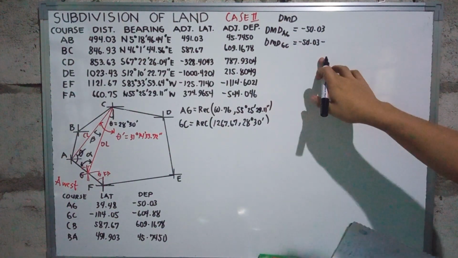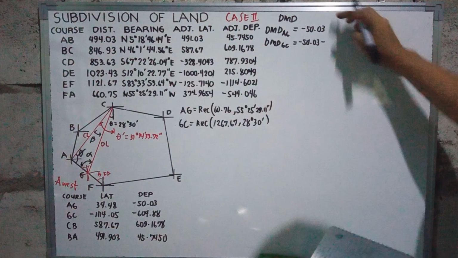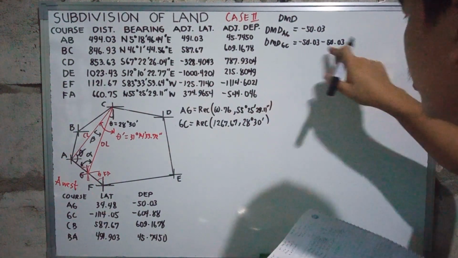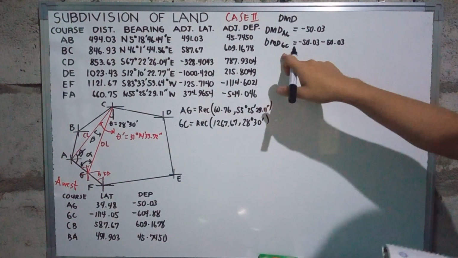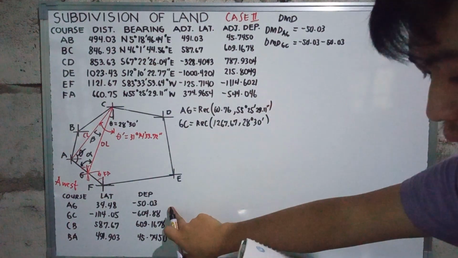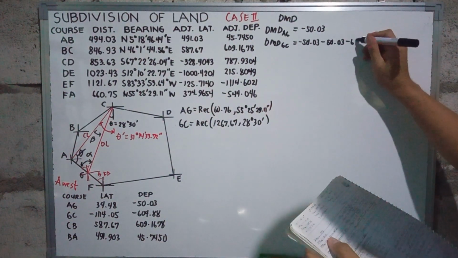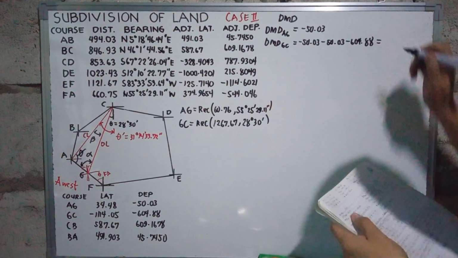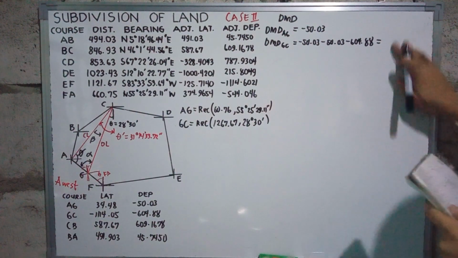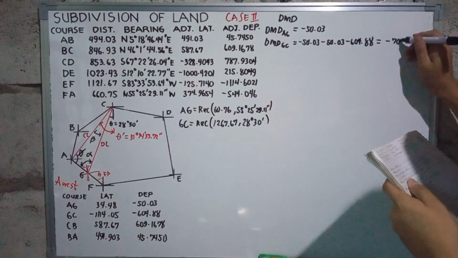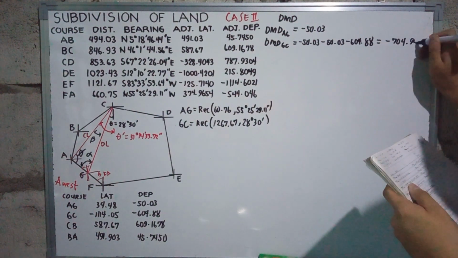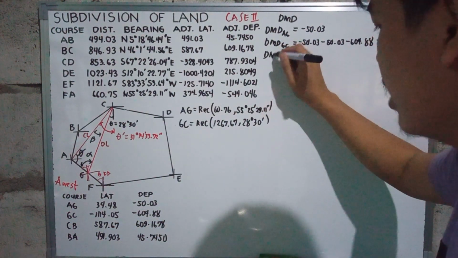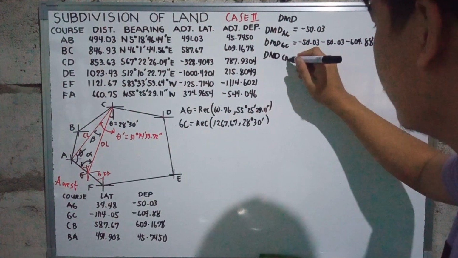Plus, yung departure nung preceding, which is equal to negative 0.503. Plus, yung departure nung line mismo. Yung departure natin dito is negative 604.88. So, yung DMD natin dito will now equal to negative 704.94. And then, kunin natin susunod yung DMD ng kasunod na line which is CB.